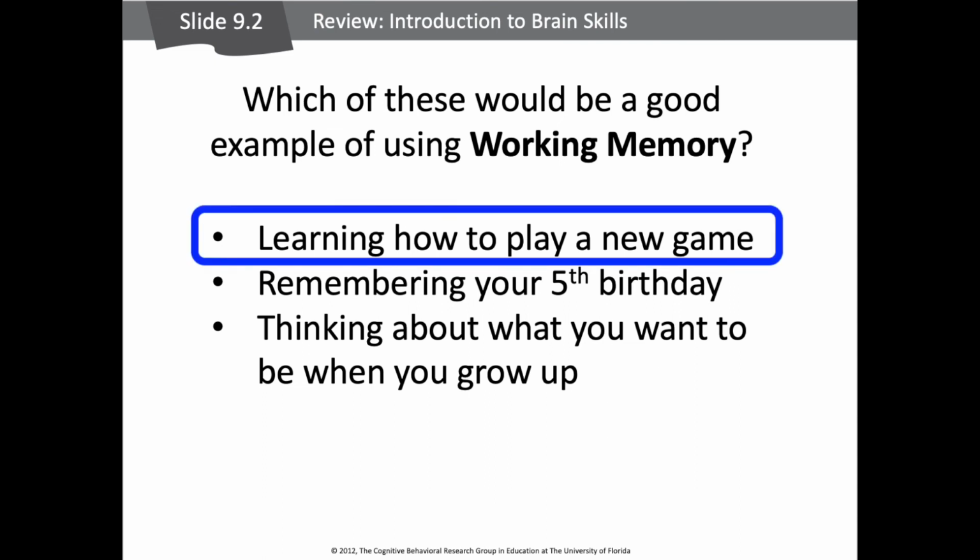If you thought learning how to play a new game is a good example of using working memory, you are correct. When you play a new game, you have to keep the rules in mind and use them. In the other choices, you have to remember things from the past or think about the future. Working memory is for things you are doing right now.